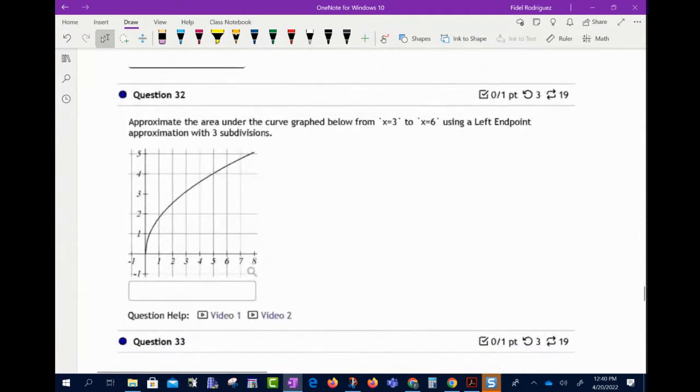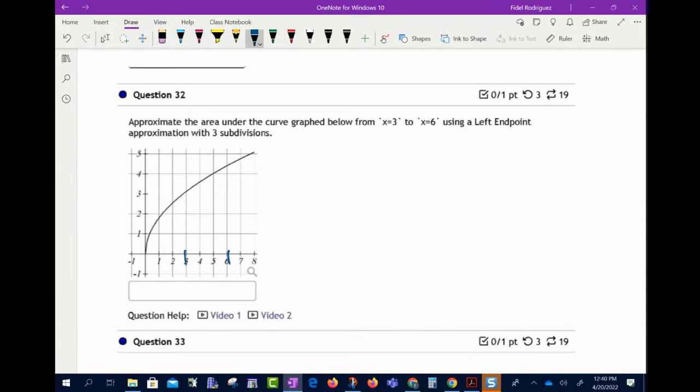Okay, so look, y'all, here's the problem. It says approximate the area under the curve, graph below, from x equals 3 to x equals 6 using left endpoint approximation with 3 subdivisions. Okay, so let's see if we can remember how to do this. We're going to go from 3 to 6, and we're going to make 3 subdivisions. Y'all, do you agree we're going to make 3 subdivisions?